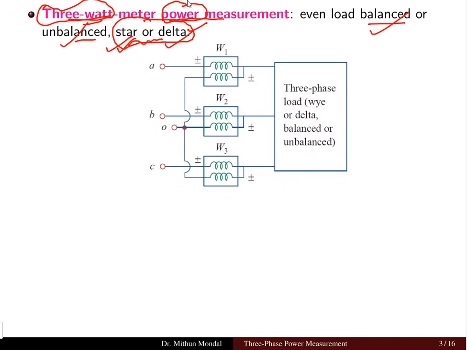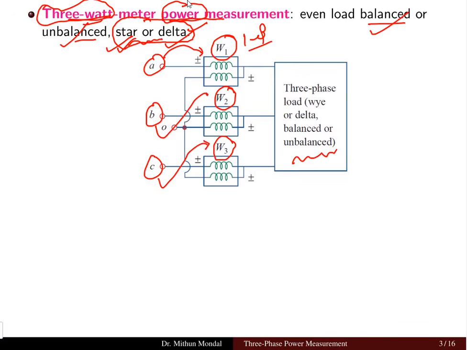So we have three wattmeters, wattmeter 1, wattmeter 2 and wattmeter 3. Note these are single phase wattmeters. Each is connected in one of the phases, either A, B or C. So A is connected with W1, B is connected with W2 and C is connected with W3. Now here you have the load. The load can be balanced or unbalanced, star or delta. It doesn't matter whatever the load may be. The wattmeters will measure the power corresponding to each of the phases A, B and C individually, and then we can add them and find the total power.